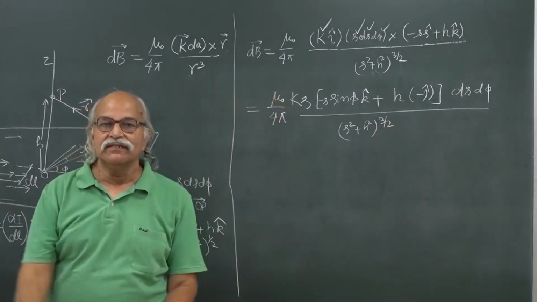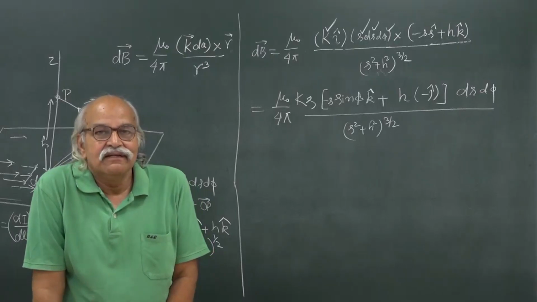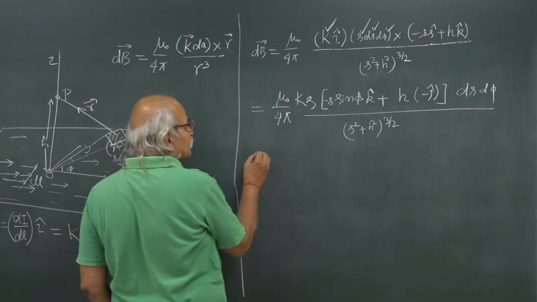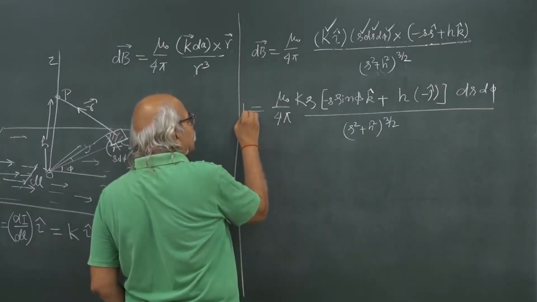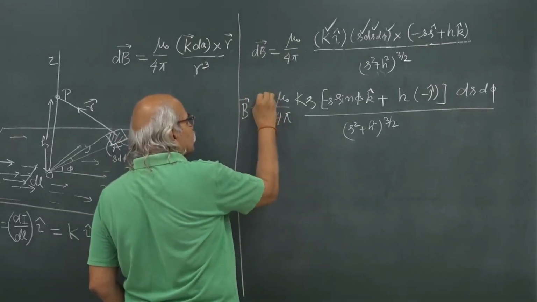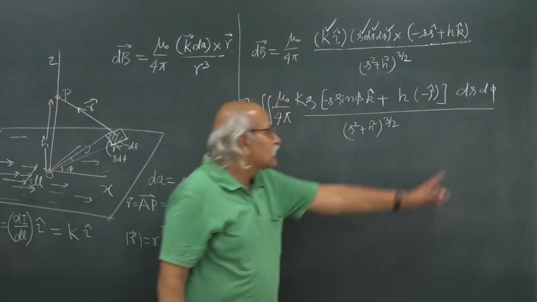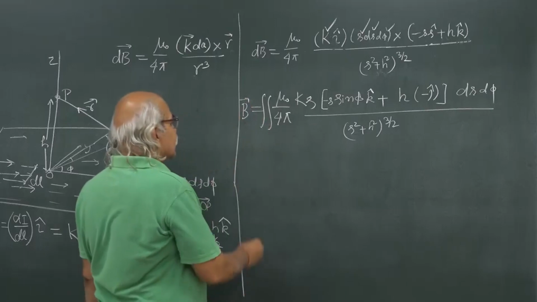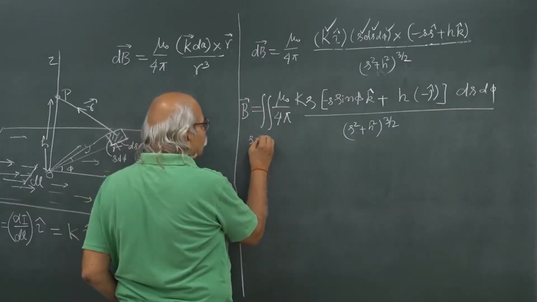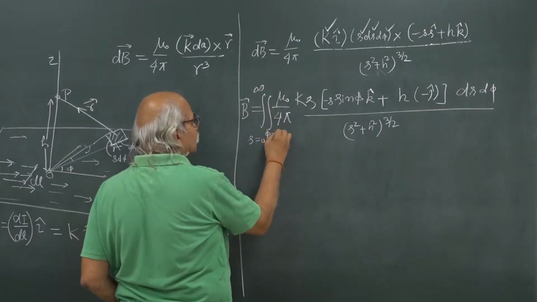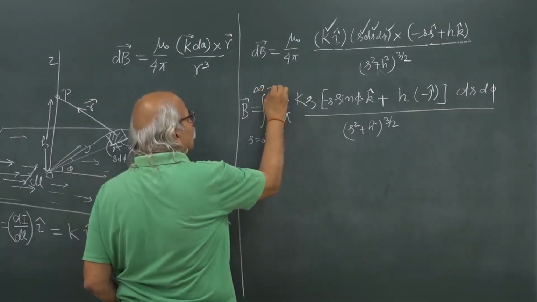Now integrate. For getting the net magnetic field, integrate. So your B will be integration of this, two integrations, one for s, one for phi, and the limits are s will go from 0 to infinity and phi will go from 0 to 2 pi.